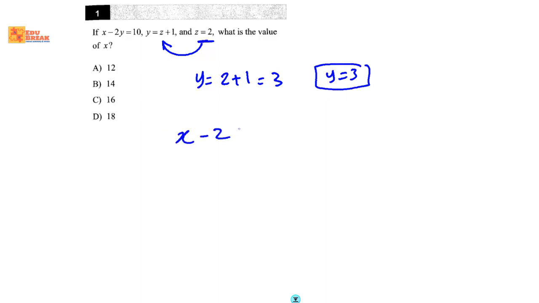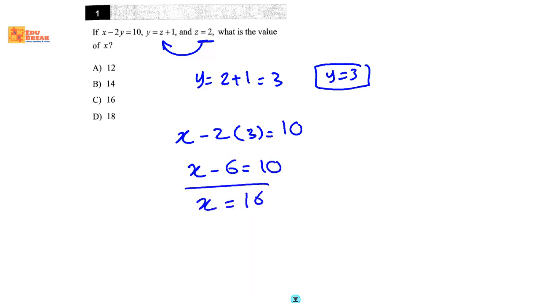of x? First plug in z equals 2 in the second equation, so we have y equals 2 plus 1, which equals 3. Okay, so we have y equals 3. Then plug it in the first equation, so we have x minus 2 times y, which equals 3, equals 10. So it will be x minus 6 equals 10. Add 6 to both sides, so we have x equals 16. So the answer is C.